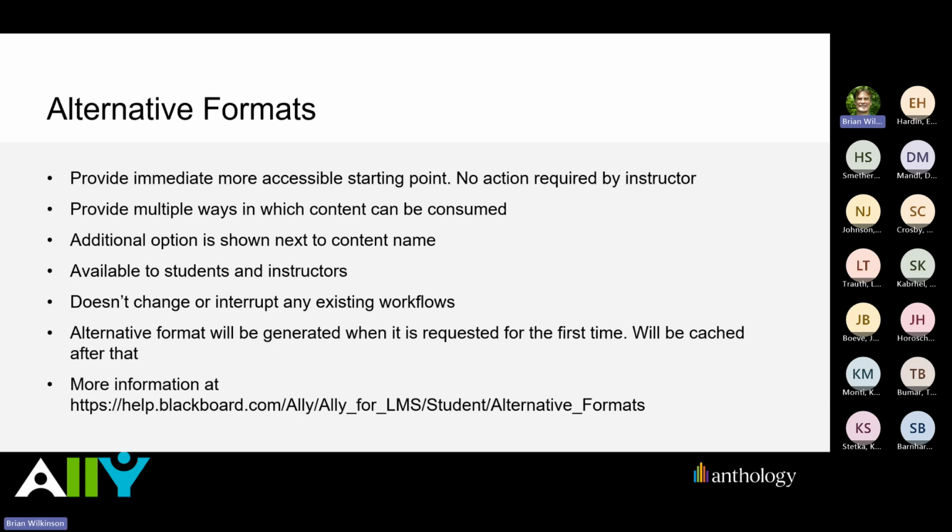The way alternative formats work is, for any particular file, the first time it is requested by a user, Ally is going to generate it, and then it's going to be cached on Ally's side. So it's going to be saved on Ally's side, not in your Brightspace environment. It's not going to take up any other space. And then it'll be available to download to the user's local computer. That cached file will be saved for 30 days, so that the next time someone requests that file, it's available instantly. It does not need to be generated again.